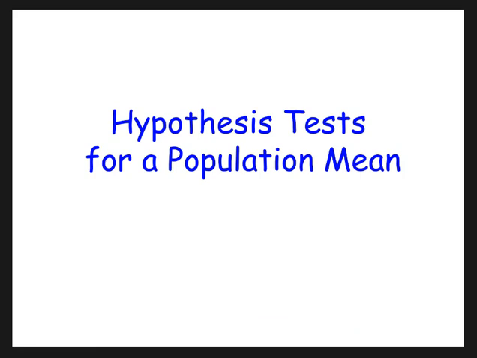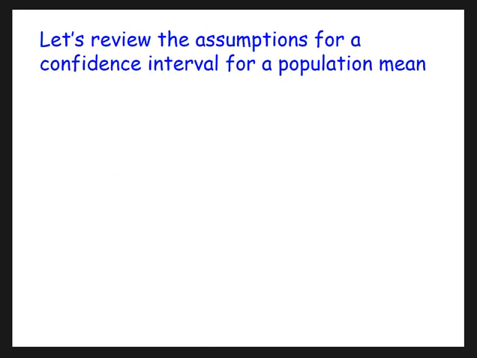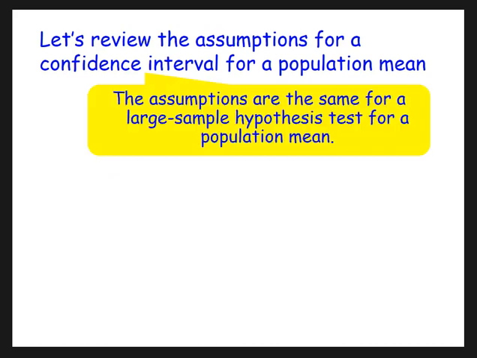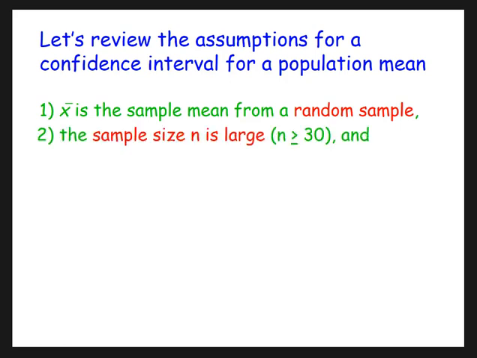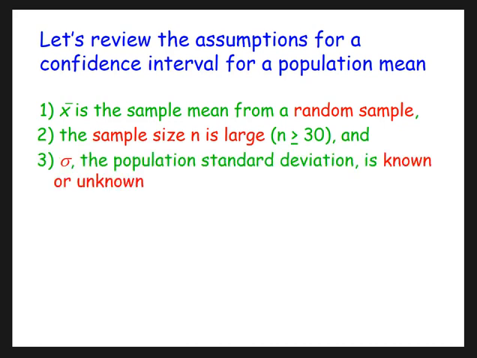Well, let's look at tests for the population mean now. Some assumptions. The first assumption is that we're looking at a large sample hypothesis test for the population mean. X bar is the sample mean from a random sample drawn from that population. Sample size n is large, in other words, at least 30. And the population standard deviation is either known or unknown.